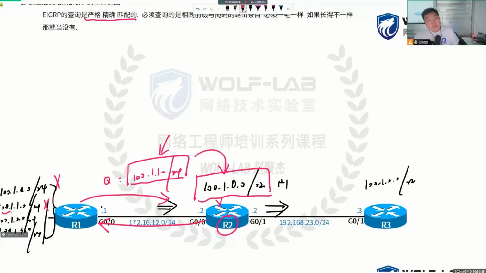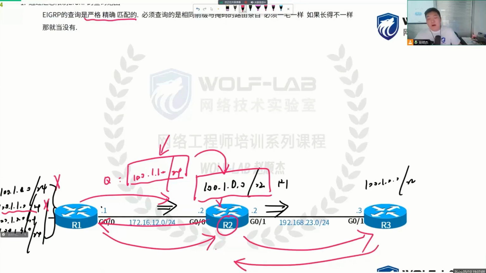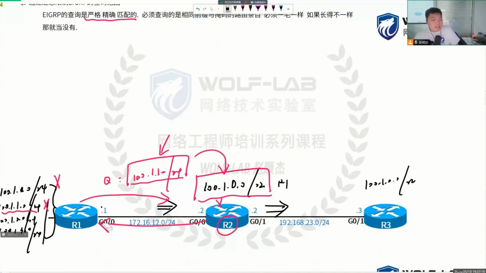Think about it. Originally, R1 actively announced route entries. After loss, it might query R2. R2 discovers it's R1, then has to send a query to R3. Result: waiting for R3's reply, then R2 replies. This is our third query condition. But now, because we've summarized, we essentially need to query R3.